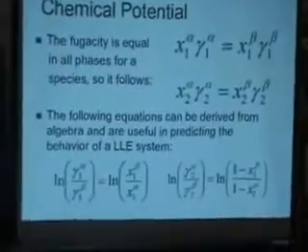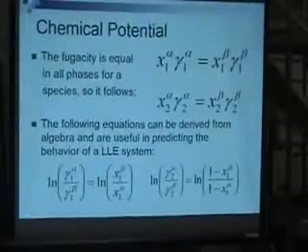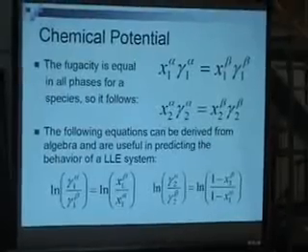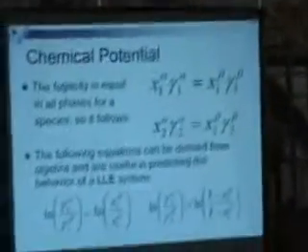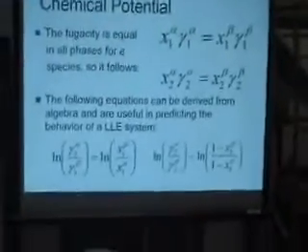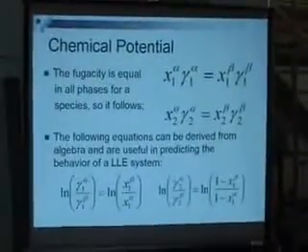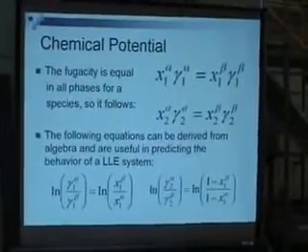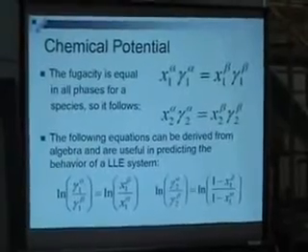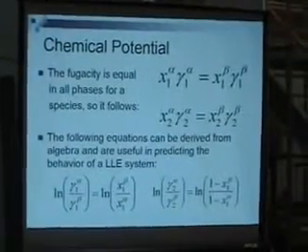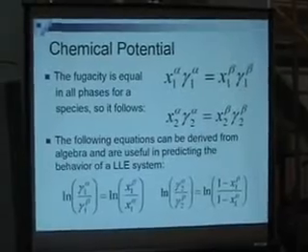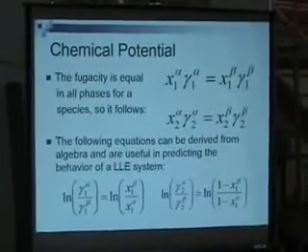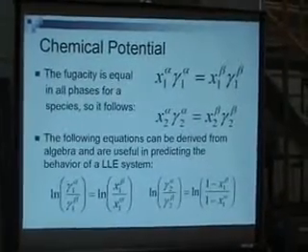The chemical potential states that the fugacity is equal, and from fugacity being equal, we get that the mole fraction times the activity coefficient for one phase is equal to the mole fraction times the activity coefficient in the second phase. And we've derived these equations from algebra many times in class, and that basically says, well, I'm going to read it off, but you can see it there.